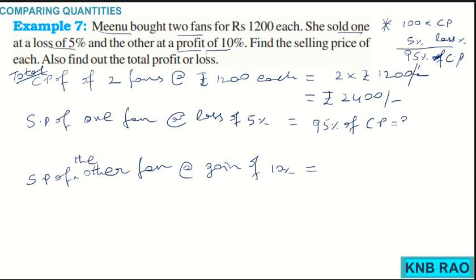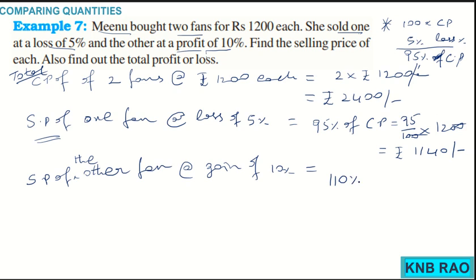You know here 95 by 100 into 1200, because one fan is of 1200 only, I am not taking 2400 which is of 2 fans cost. Here I am finding selling price of 1, so I have to take only 1200. So 1200 upon 100 gives only 12, 95 12s are 1140 rupees, whereas SP of the other fan at a gain of 10%.